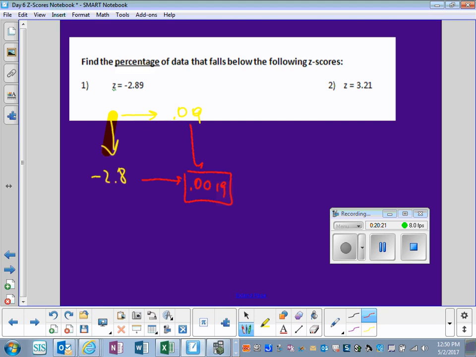How did you get the 0.09? I'm looking at my z-score, negative 2.89. First, I look at only the first decimal point, negative 2.8. And then the rest is the last digit, 0.09. So the answer for this question, the probability of falling below this z-score, is 0.0019, which in percentages is 0.19%. So it's less than 1%. The probability of falling below this z-score in the normally distributed population is less than 1%, 0.19%. Questions?